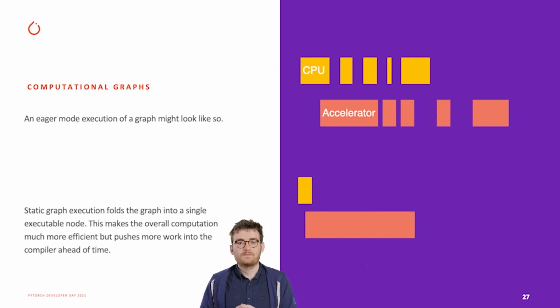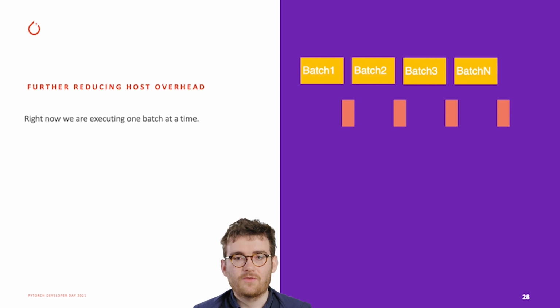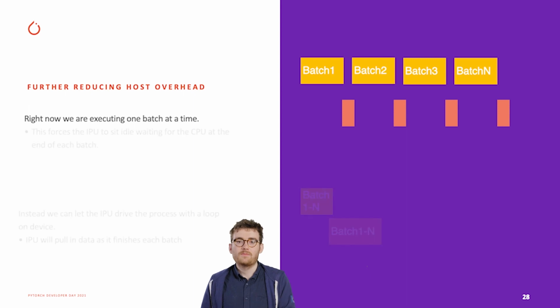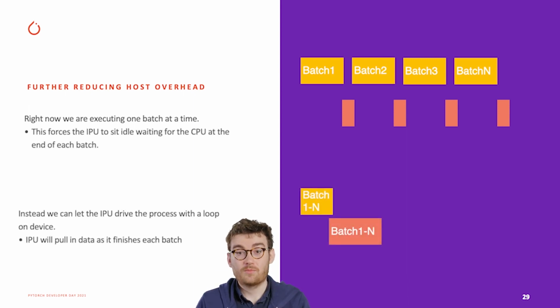On the topic of reducing host overhead, if you look at our current graph, it probably looks something like this. Since this tiny example is so small, we're spending all of our time on the CPU just waiting to call the IPU. Instead, we can let the IPU drive this process. With a tiny change to our model, we can have the IPU automatically pull in the next batch of data when it needs to be executed, which minimizes the time that it is idle.